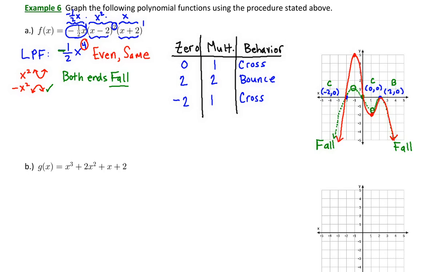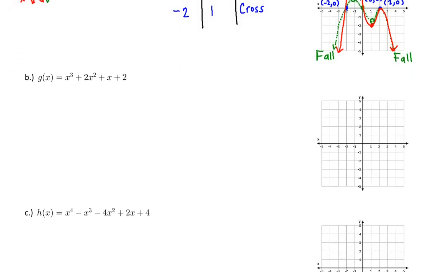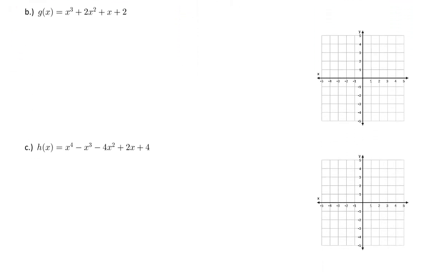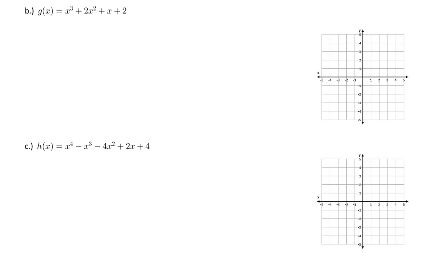Okay, not bad. Now that polynomial was in factored form. Our next example is not in factored form. This means it's going to be easier to identify that leading power function, but we'll have to work a little harder to get it factored in order to find zeros.